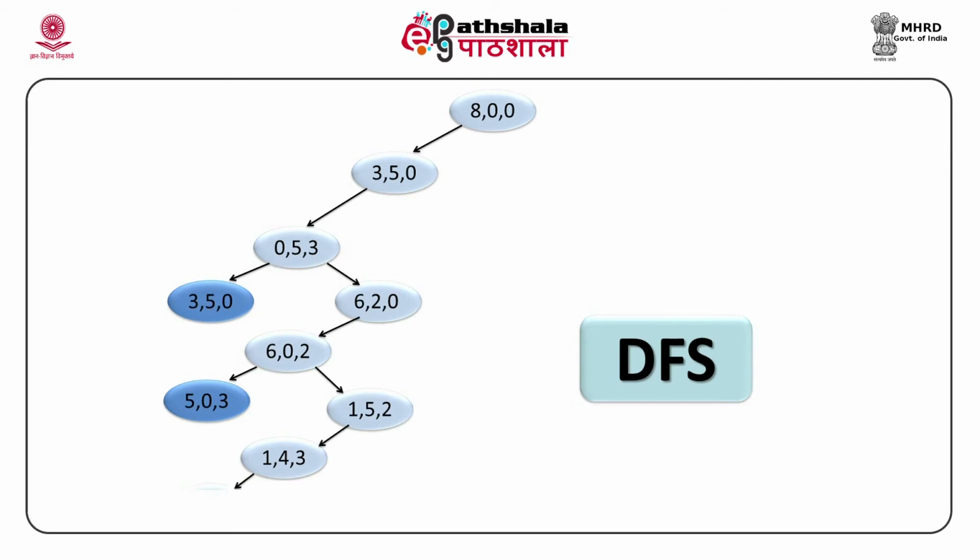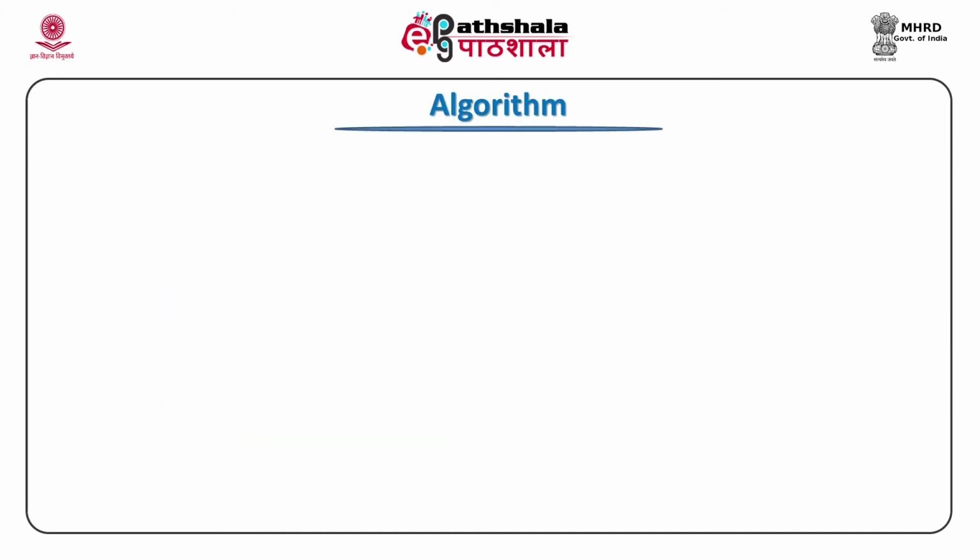Then we have 440. Now we have come to a solution. This is called depth first search. We are going in depth: we just take a left route, left route, left route, and go on until we get a solution. If there is a dead end, we try the right child and again go left. The algorithm is simple.